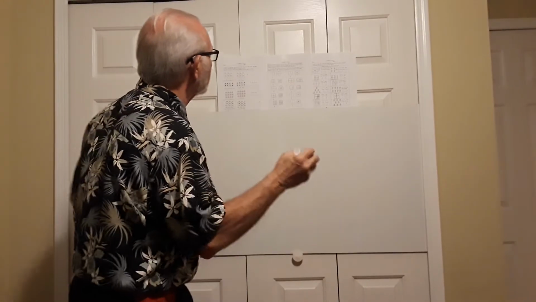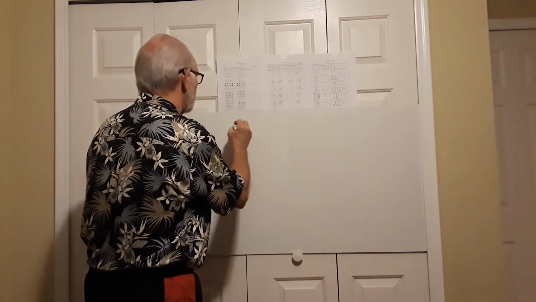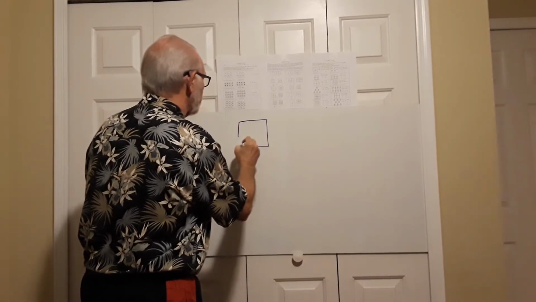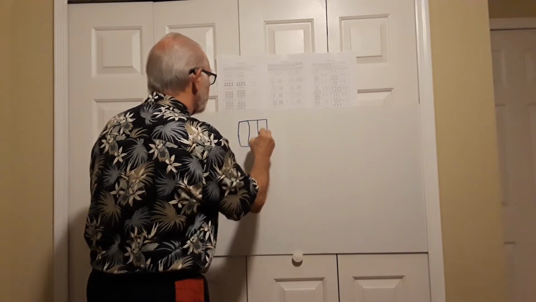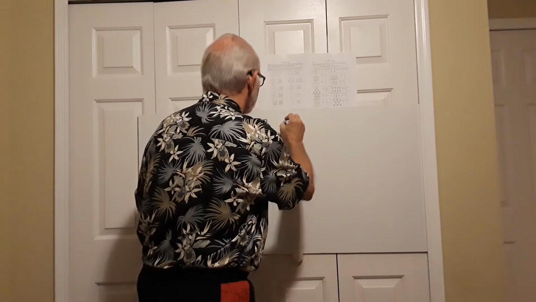Let's try this one right here. I'm going to put this square, it looks like a square from here. I am kind of standing to the side. So I have this one, and I'm going to go over here to this one.